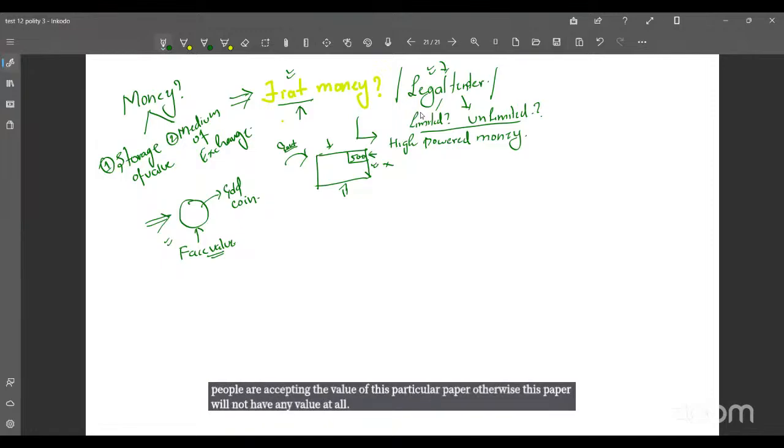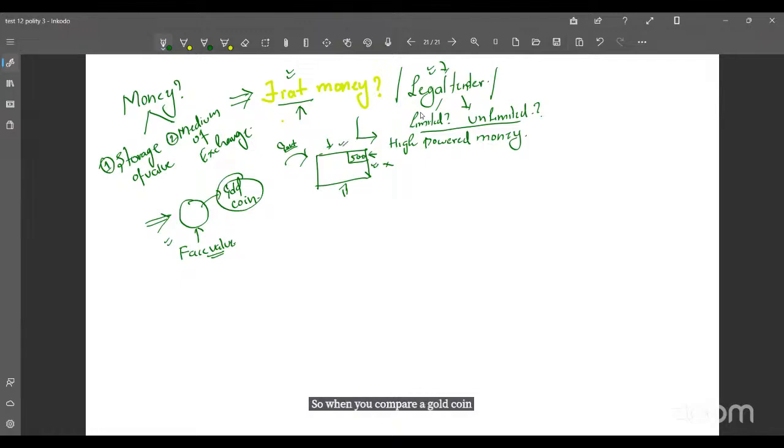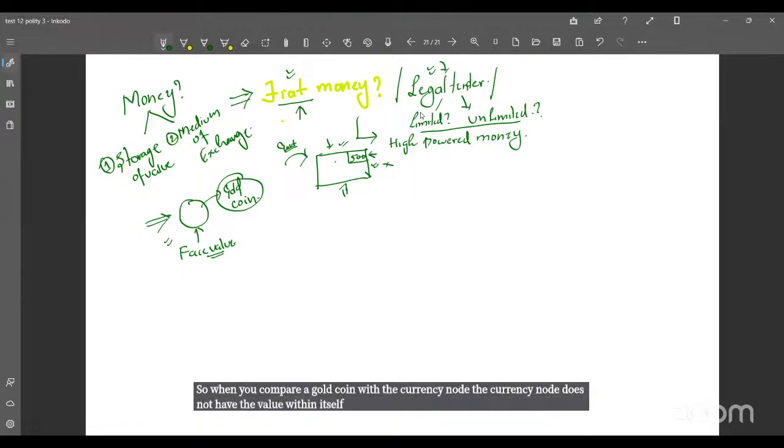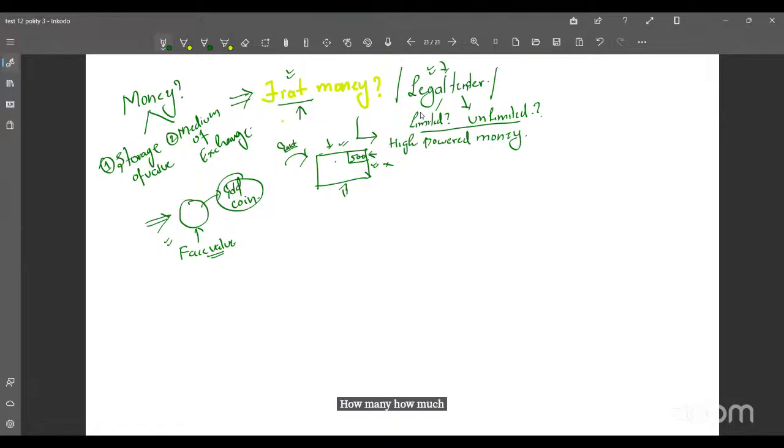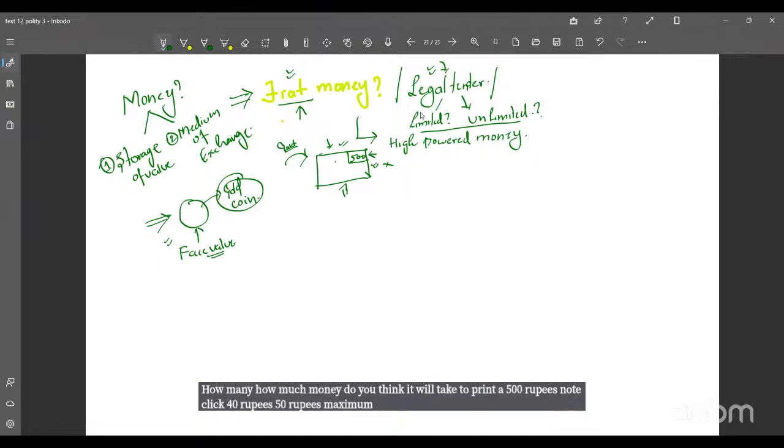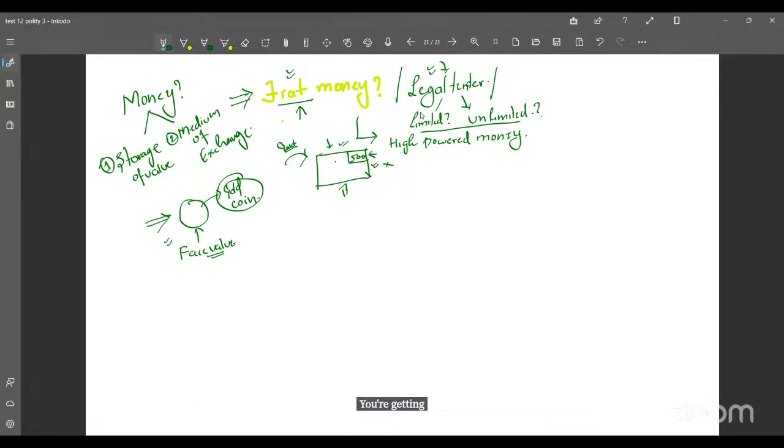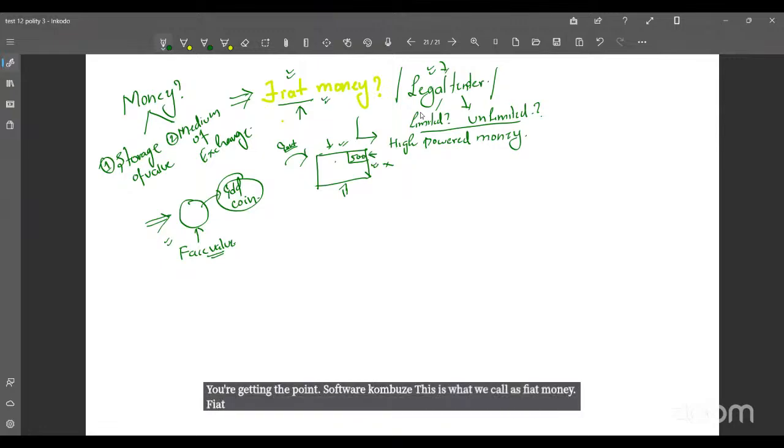So, when you compare a gold coin with a currency note, the note does not have value within itself. How much money do you think it will take to print a 500 rupees note? Like 40 rupees, 50 rupees maximum. That's what it's going to take. You're getting the point. So this is what we call fiat money. Fiat money will not have the value within itself. Rather, it is accepted at that particular value because some legitimate entity is backing it. In this case, the government of India is backing it.